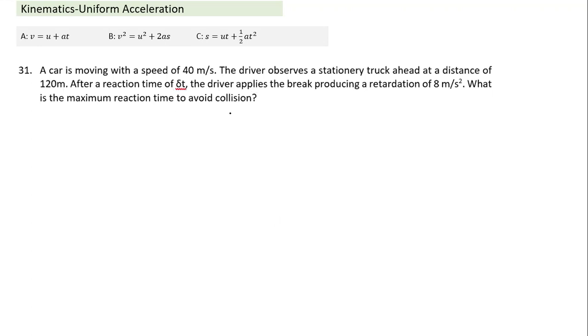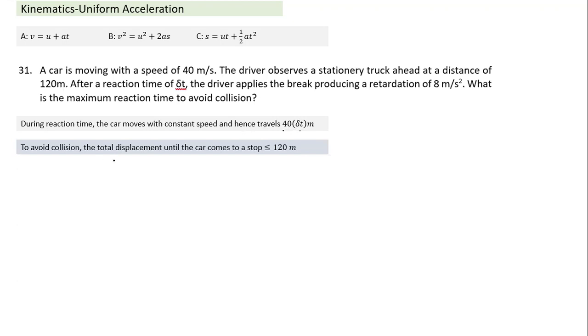So how do we convert this information into the form of equations? Let's read that one. What happens is that there are two different periods. One is during reaction time, when the car moves with a constant speed. Until the brake is applied, it will keep traveling with a constant speed. And hence the distance it will travel during reaction time is speed times time, that many meters, assuming reaction time is in seconds. And then to avoid collision, what has to happen?